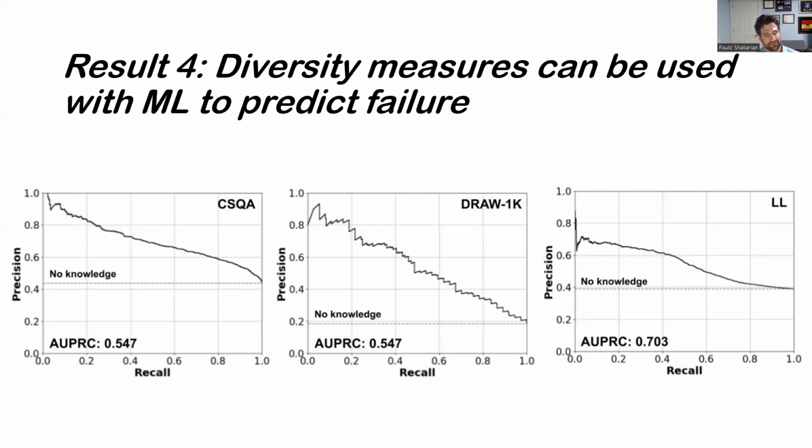So then the next result, we took all these diversity measures and we used them as features in a machine learning model. We actually tested a couple different classifiers. Here we see results for a multi-layer perceptron. What we found is when we looked at precision recall curves for predicting failure in the output of the large language model to the query, this type of machine learning model fed with features from the diversity measures does a pretty good job of accurately predicting when the failures occur.